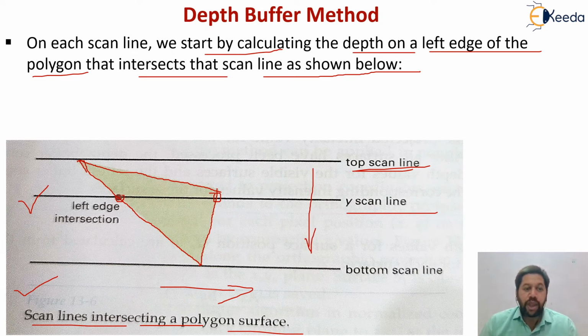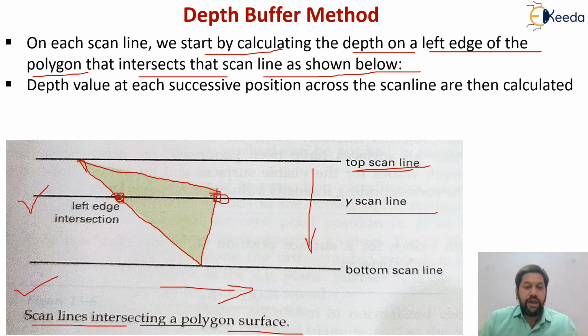So we have written here that on each scan line, we start by calculating the depth on the left edge of the polygon. So I start calculating from the left edge intersection, then I move towards the right edge intersection of that scan line, as shown below. Depth values at each successive position across the scan line are then calculated.